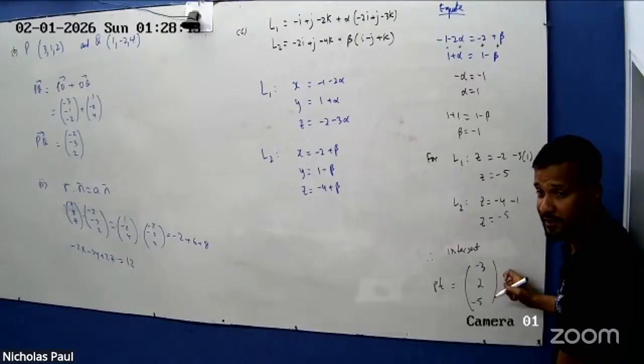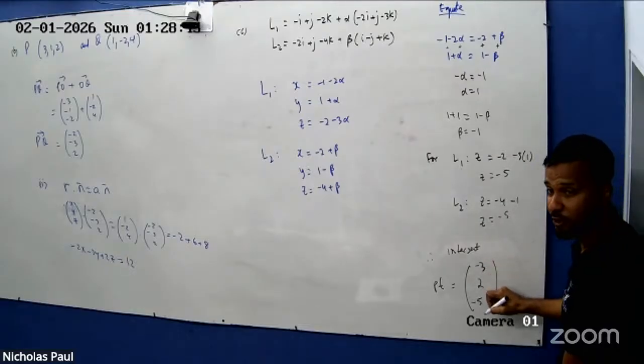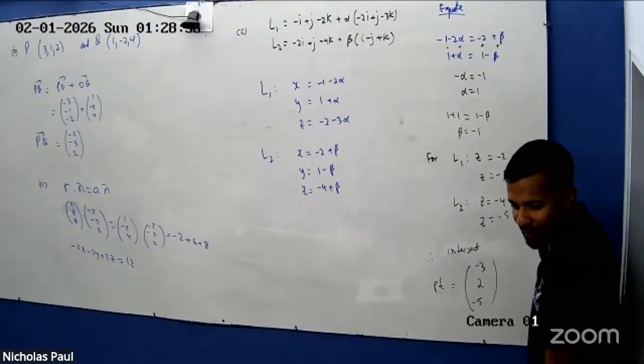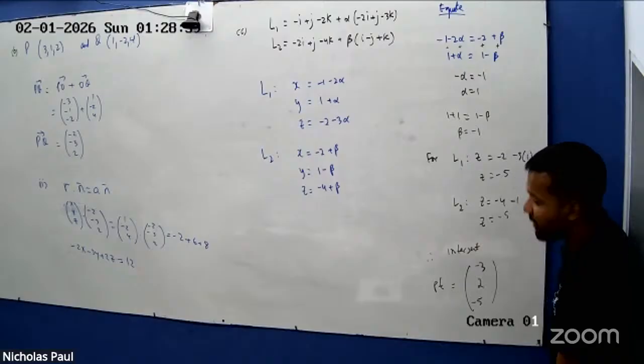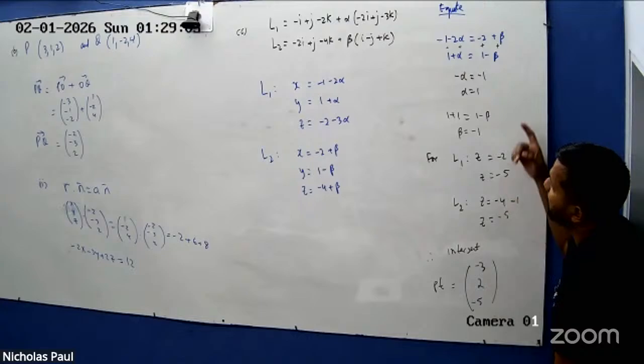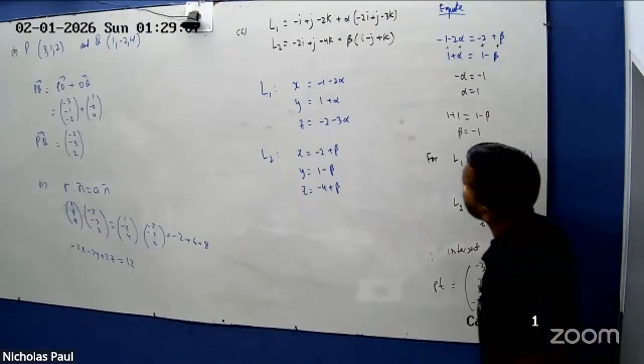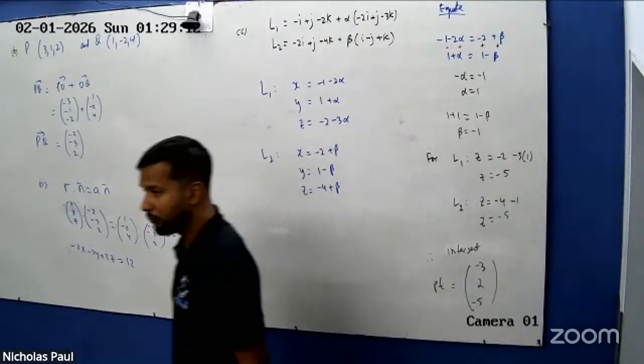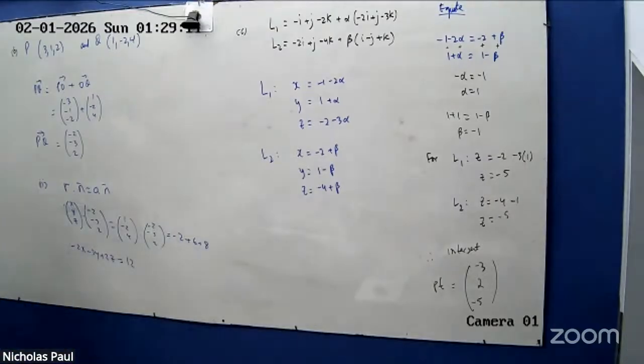But look at this. Minus 3 to minus 5. No. What you got? Check it back and see. Minus 3 to... Yeah? All right, nice.